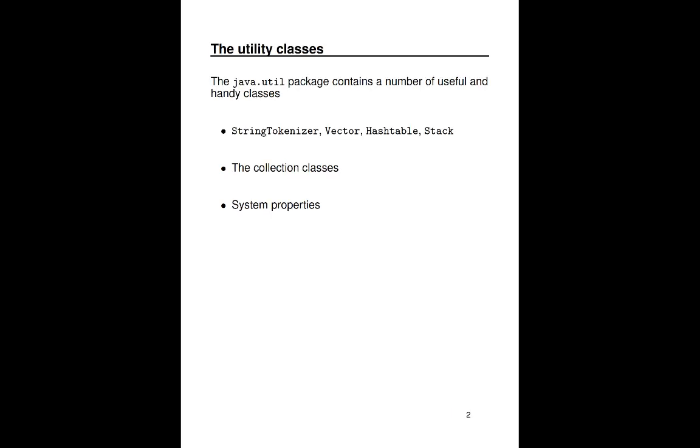So the java.util package contains a lot of classes that are very useful and handy. I use them all the time in my code. We'll talk about a number of them in these slides. We'll start with some of the original, if you will, utility classes like string tokenizer. We'll talk about hash table and stack. Then we'll dive into the full collection class hierarchy. Now, not only are these useful tools for your programs, they're also very good examples of object-oriented programming. Additionally, we'll also talk about system properties of the Java virtual machine.